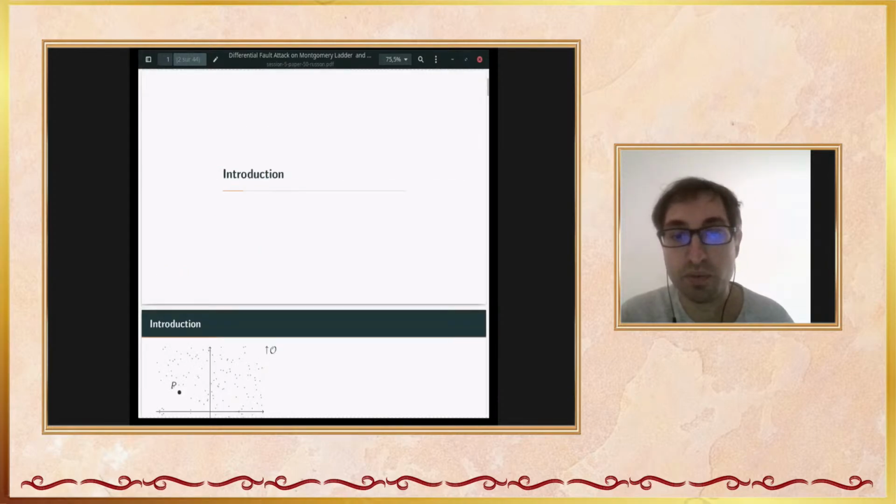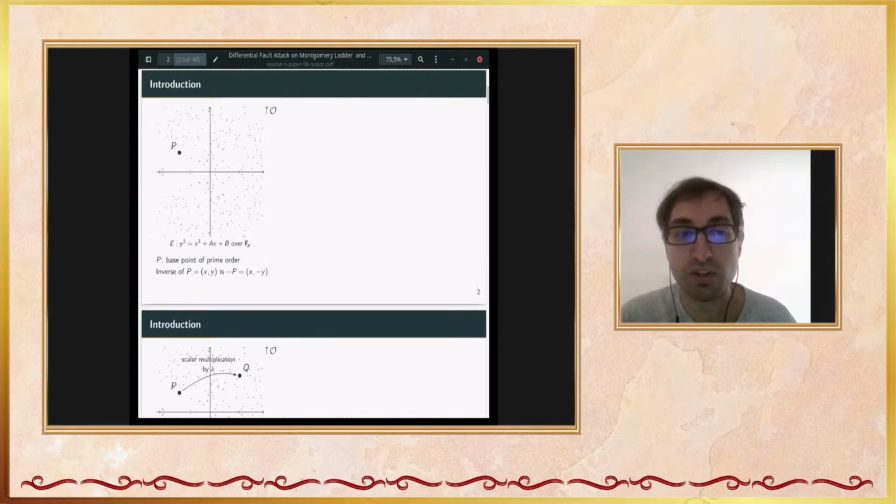First, a little bit of an introduction on elliptic curves and differential fault attack. An elliptic curve is defined with a Weierstrass equation and would look like this figure over a prime field. Starting from a base point P and using the group operation on elliptic curves, so point addition, we can compute the scalar multiplication by an integer k.